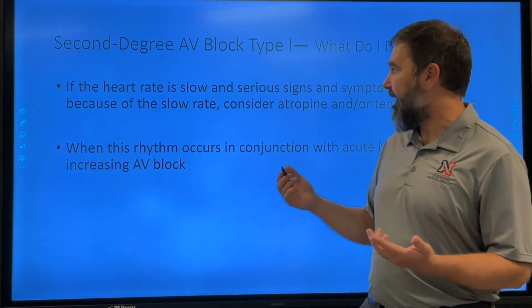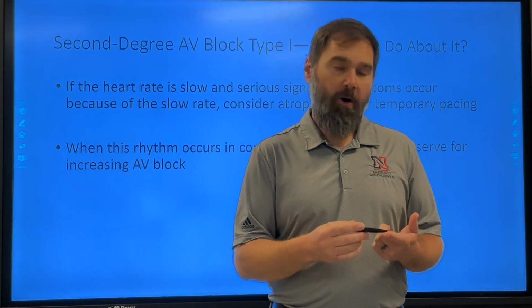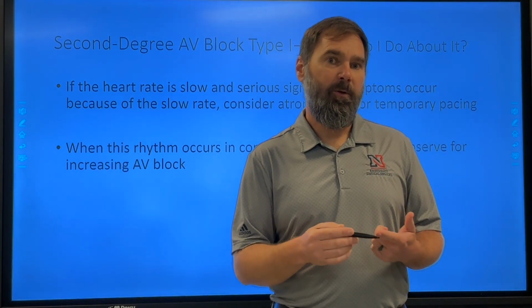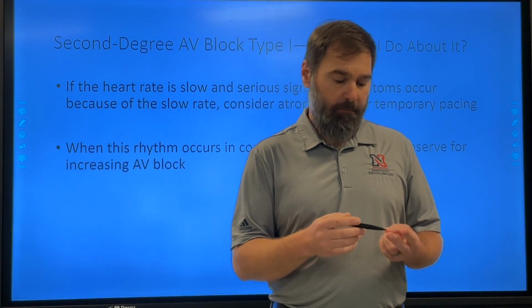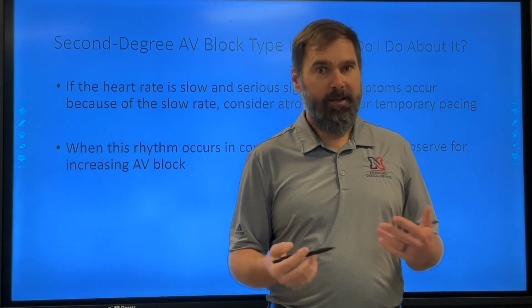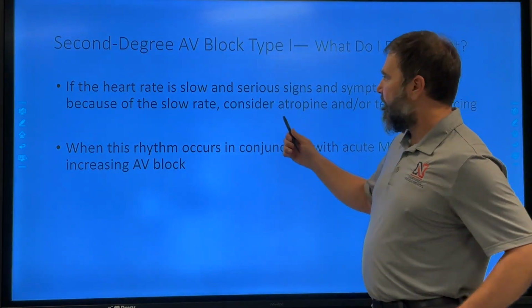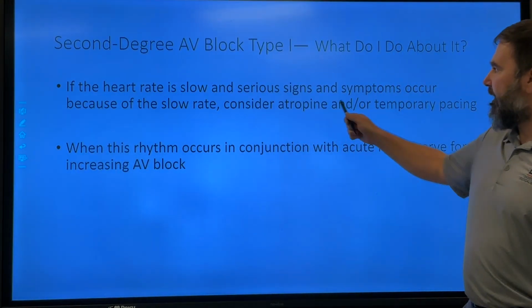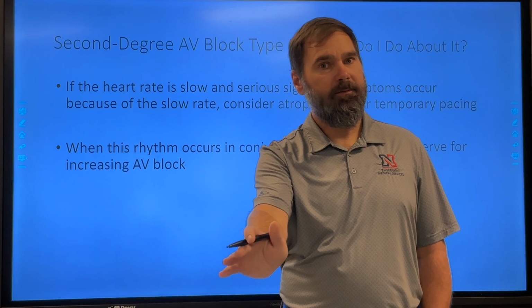so what is symptomatic, right? Does that make them stable or unstable? Are they having effects due to this slow heart rate? What is their blood pressure? What's their mental status? Pulse oximetry? Are they having any chest pain associated with it? Then we can consider atropine. Because again, there's nothing wrong with the SA node. The SA node is firing fine.